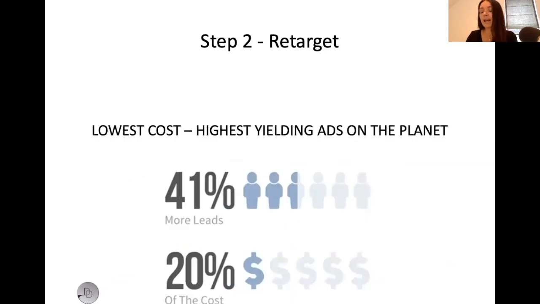So a recent case study that we did, in fact, showed that we got 41% more leads at 20% of the cost. Also, remarketing ads are the lowest cost, highest yielding ads on the planet. So with a little extra budget for your social ads, you can almost double your conversions.